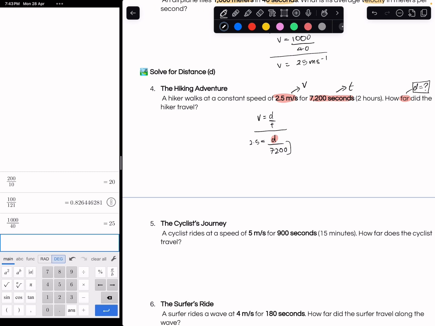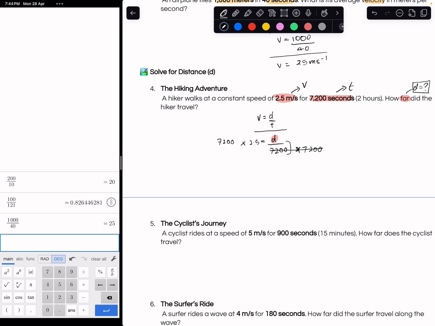So by timesing it by itself, we undo the division, okay? The opposite of divide by 7,200 is times by 7,200, so that cancels it out from this side. Whatever you do to one side of the equal sign, we have to do to the other side. Pretend the equal sign is a mirror, okay? Because I've times this side by 7,200, I have to times this side by 7,200.